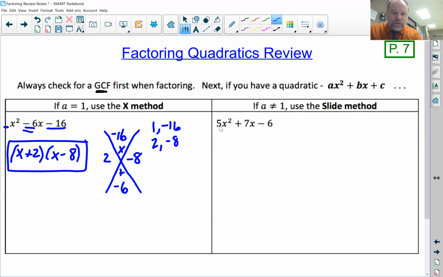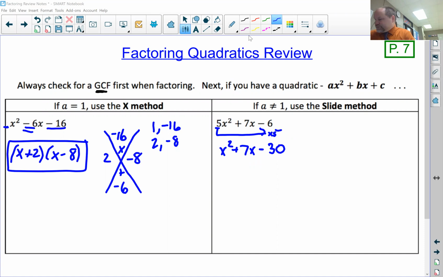If a is not 1, so here we have a is 5, again, we check for a greatest common factor. There isn't one. So we use the slide method. Take the 5, slide it across, and multiply. The first two terms then, we just remove the 5. So we have x squared plus 7x, and negative 6 times positive 5 is negative 30. And now it is very much in the form that we could use our x method with.